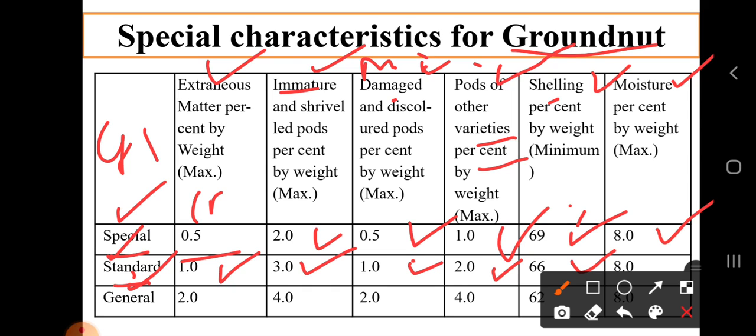Its moisture percent by weight should be not more than 8%. Then under the general category, foreign matter is up to 2%, immature pods up to 4%, damaged pods up to 2%, pods of other varieties up to 4%, and its shelling weight or shelling percentage at least 62%, and its moisture content up to 8% only.